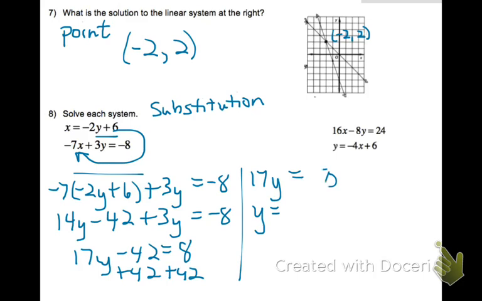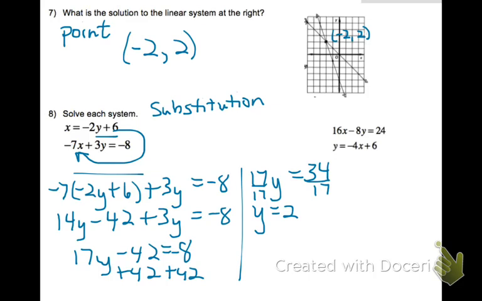I was pausing for a moment because I was realizing my numbers were not right, and you probably saw my mistake, but I did not get my negative down. So -8 plus 42 actually is 34. So we'll divide both sides now by 17, and y equals 2.